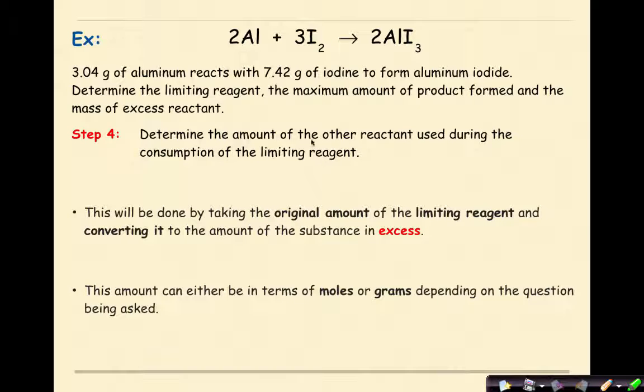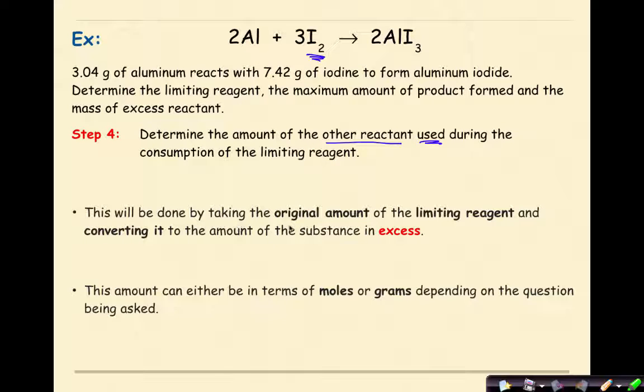Determine the amount of the other reactant used during the consumption of the limiting reagent. So we know that I2 is our limiting reagent. That means Al was not. There will be some Al left over, and that's what we're trying to figure out. How much aluminum was actually used in this reaction.